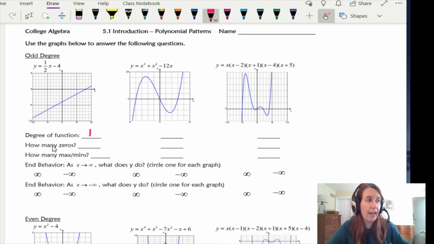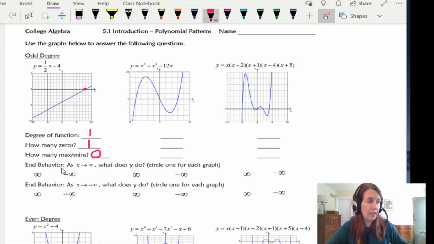And then how many zeros? So zeros are where a function crosses the x-axis. I know we've talked about this before, right? So only where it crosses the x-axis. It's not asking for intercepts, it's only asking for zeros. So there is 1 zero. How many mins or maxes? Well, it's a straight line. It's going on to infinity and to negative infinity. So there are 0 mins and maxes.